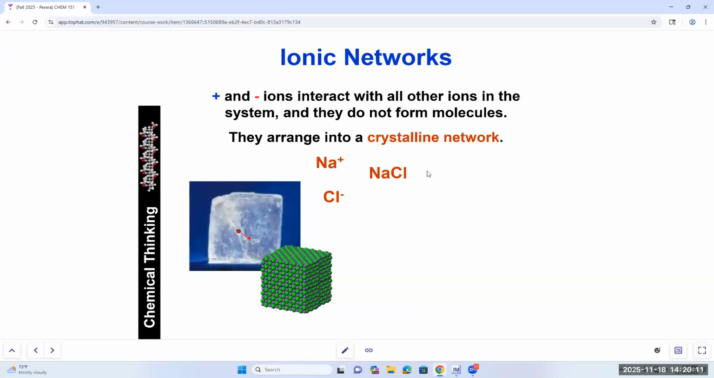I'll give you 30 seconds. What does the chemical formula of an ionic compound represent then? What is it? What does it tell you, in other words? What does the chemical formula of an ionic compound represent? What does it tell you? Those are not molecules. What is it?